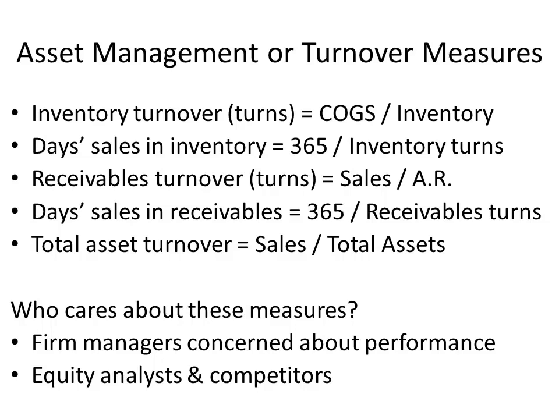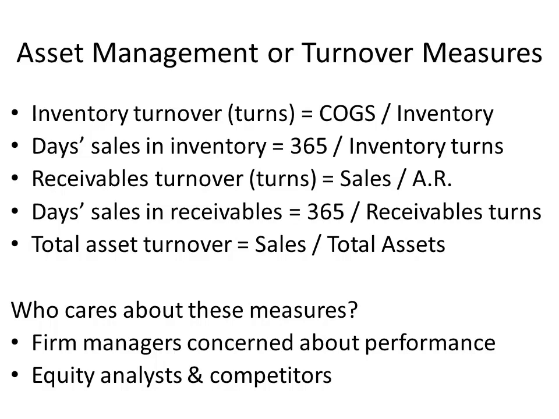Days sales in inventory we can calculate as 365 divided by inventory turns. Why 365? This is the number of days per year. Inventory turns is basically times per year, and so the per year cancels out and we end up with days sales in inventory being expressed in days. Let's do a quick example. What if we had 1,200 cost of goods sold and 100 in inventory? Our inventory turnover would be 12 turns.